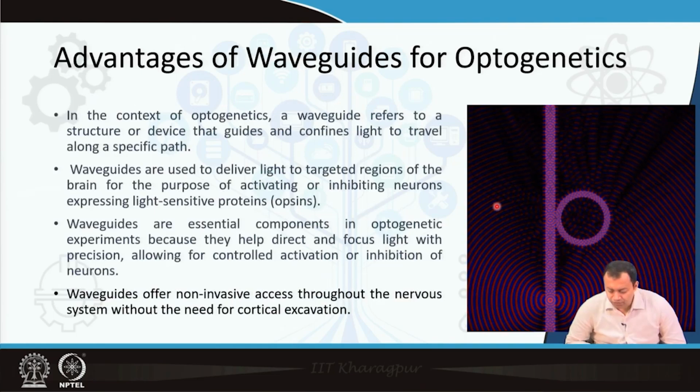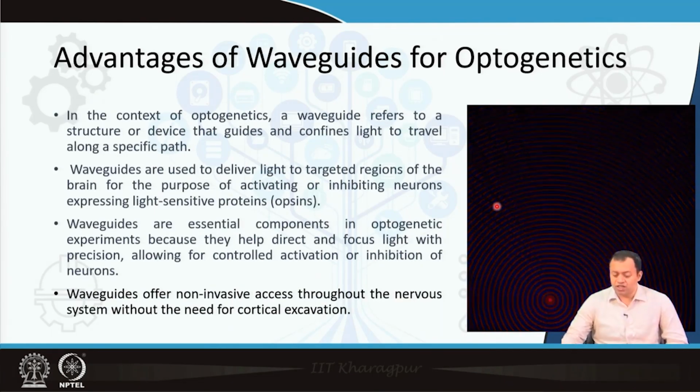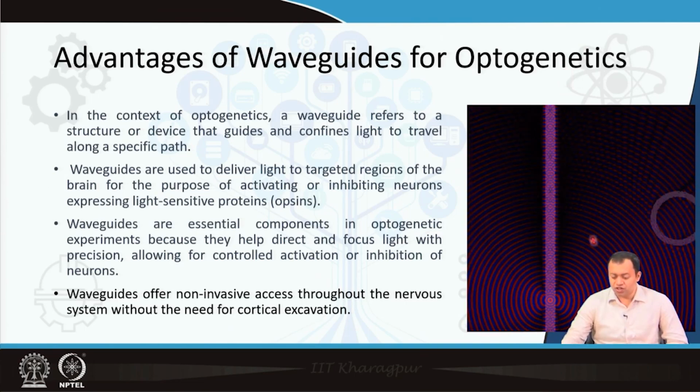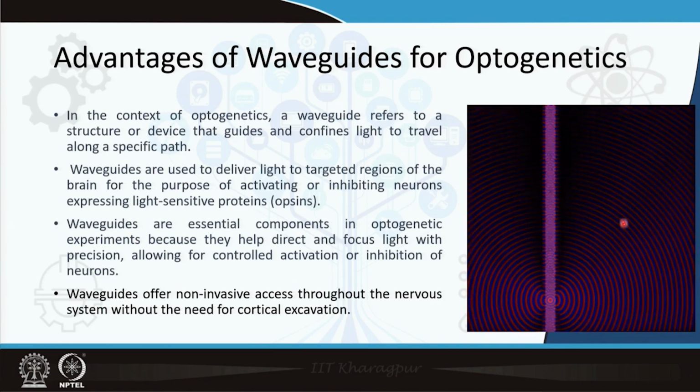So, we can utilize multiple optical fibers. One is for transmission and one is for reflection. We have couplers in between, so the light can simply couple and pass through the other.